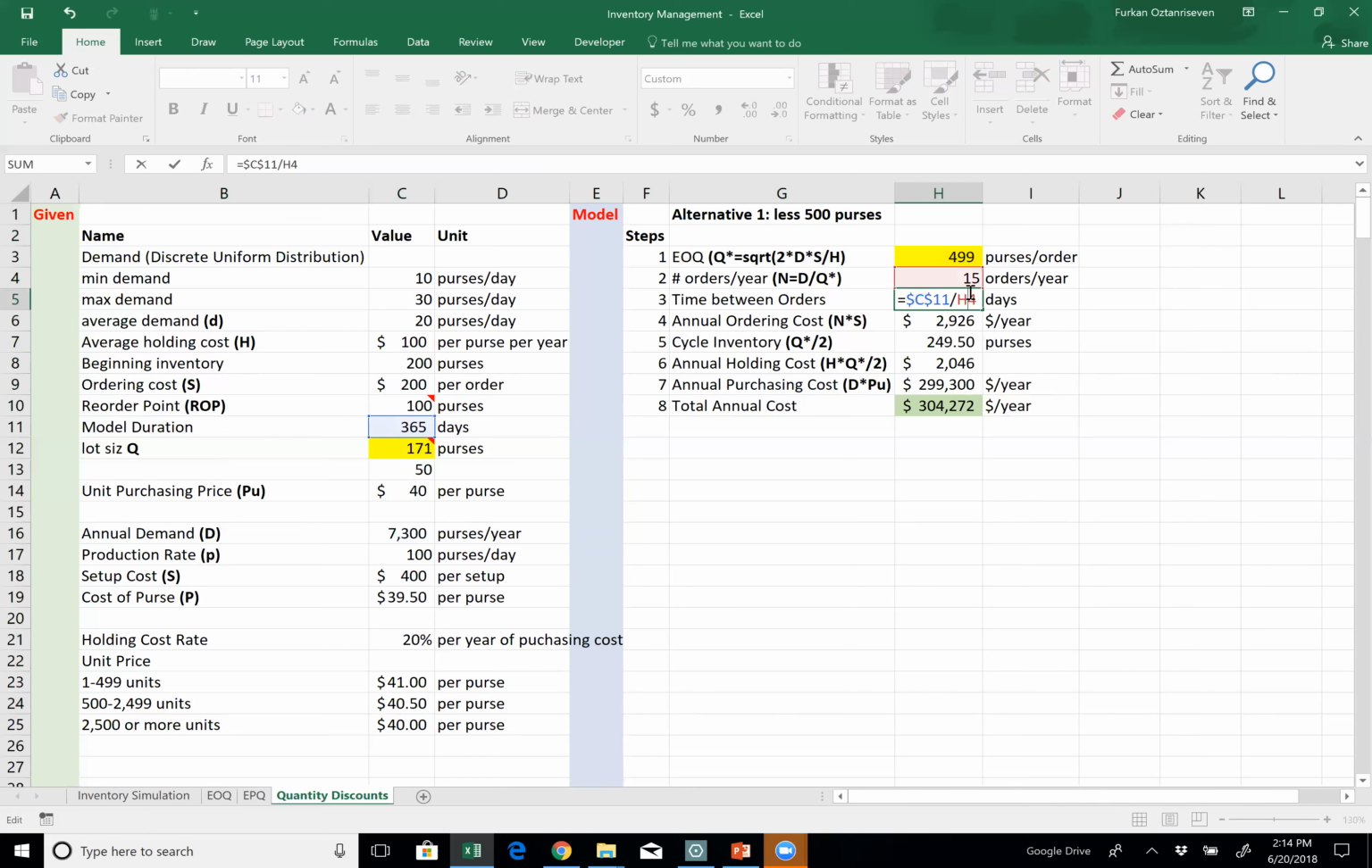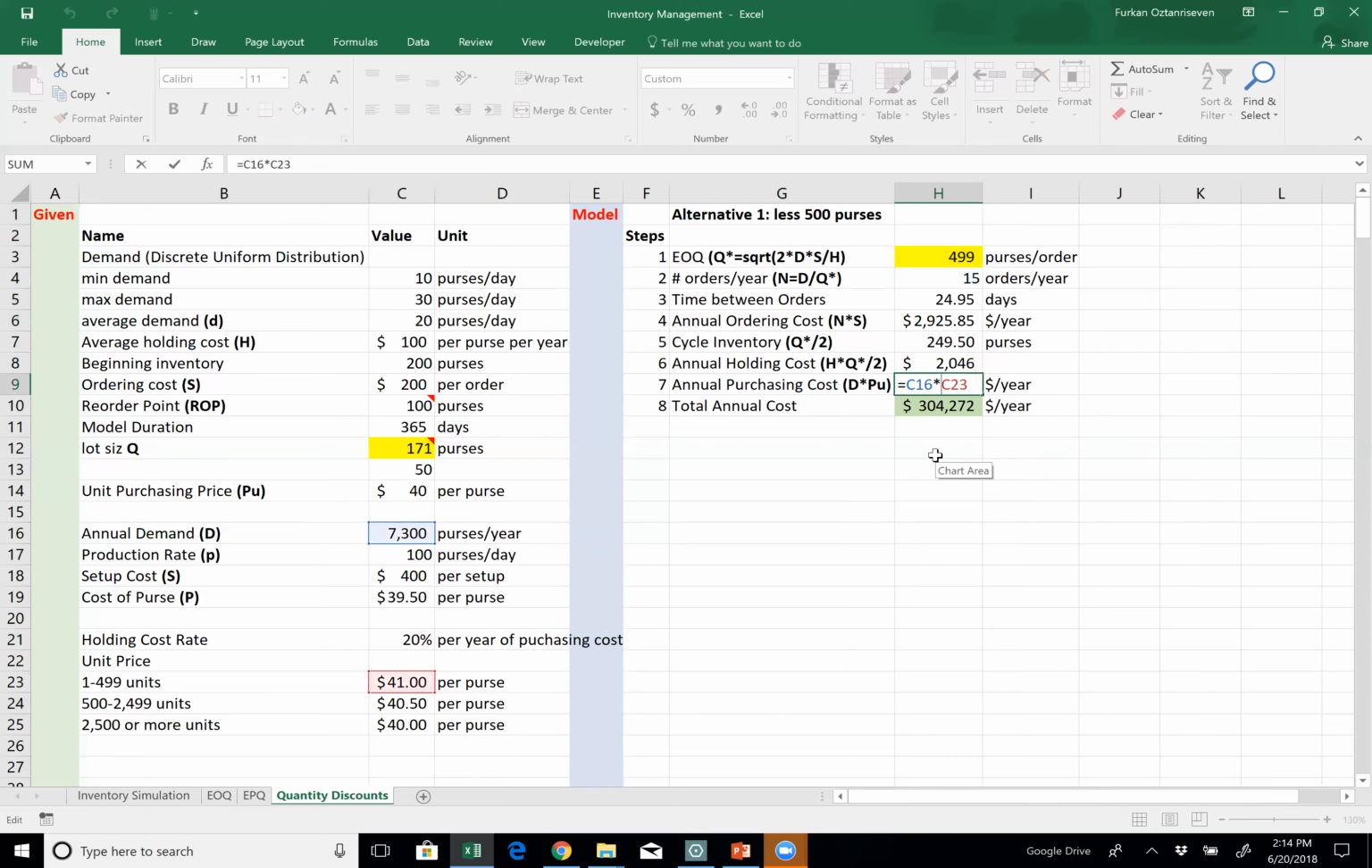Number of orders should change based on EOQ, so I will not lock this one. And ordering costs here, again, should change based on my new calculations. The red cell ordering cost is the same cost for all the alternatives. Again, H should change, so my blue cell should change. The red cell should not change because 20% is fixed between alternatives, and cycle inventory should change.